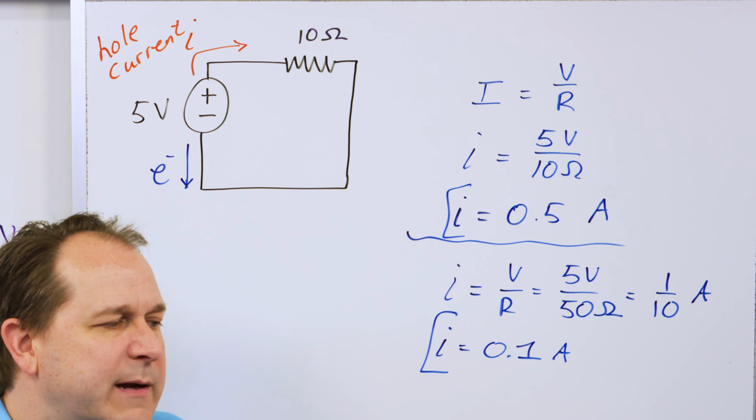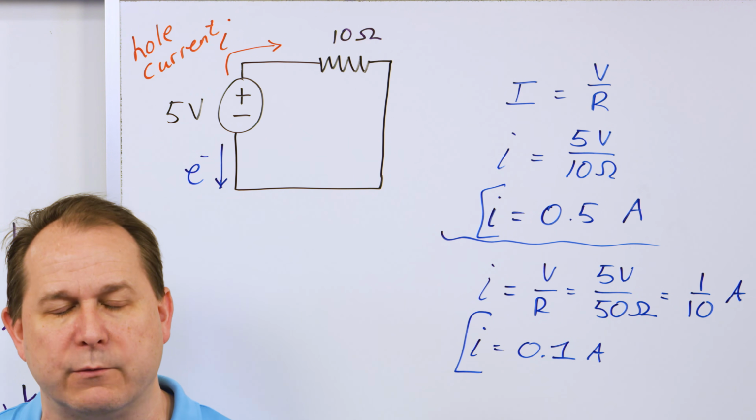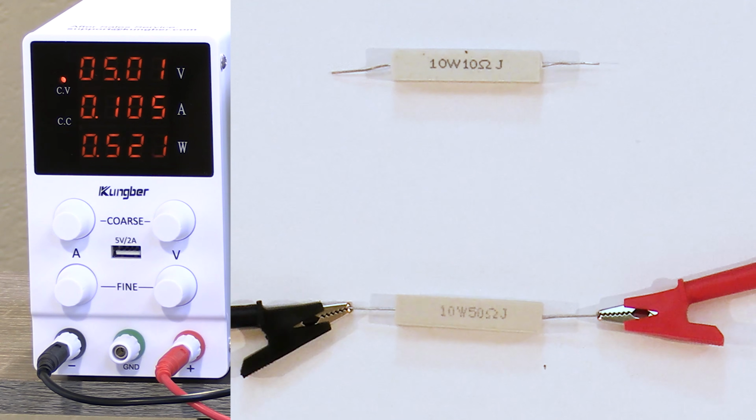So I want you to get a practical feel for what happens when you change the resistance. Should the current go up or down? And how much should it go up or down?